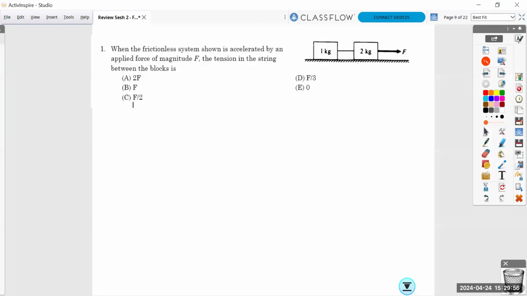All right, so let's take a look at a couple of these. Sometimes there's a couple different ways to attack these questions where you've got multiple objects.